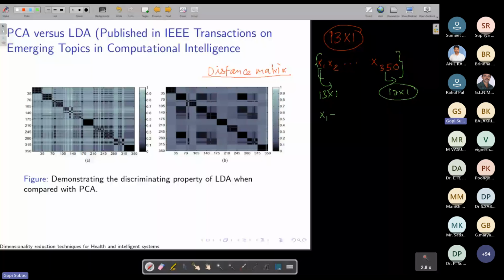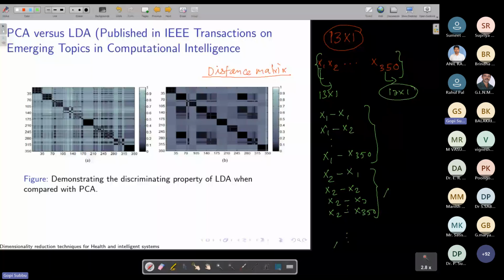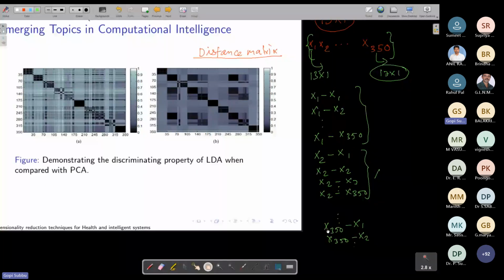First, we'll start with x1 itself. So x1, then we take x1 with x2, and then x1 with x350, done. Then we take x2 and we see its distance with x1, x2 with x2, x2 with x3, and so on up to x2 with x350, done again. So like that, we can repeat. We can go for x350 with vector x1. These are all the distances we are finding out, then x2, it goes like that, and finally x350.